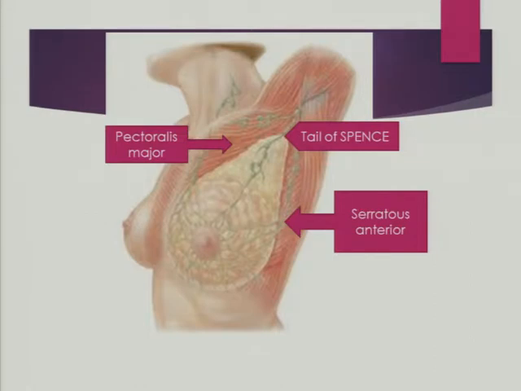Most of the breast is lying on the pectoralis major muscle, more than two thirds of it, and the remaining part is on the serratus anterior muscle. We have the tail of the breast that goes into the axilla, and we call that the tail of Spence.